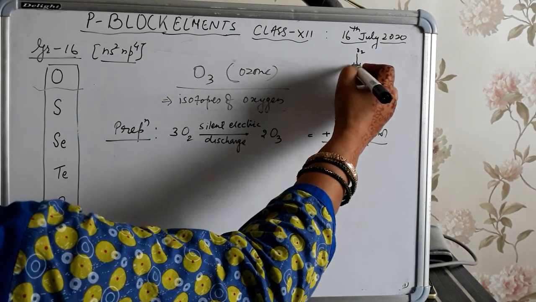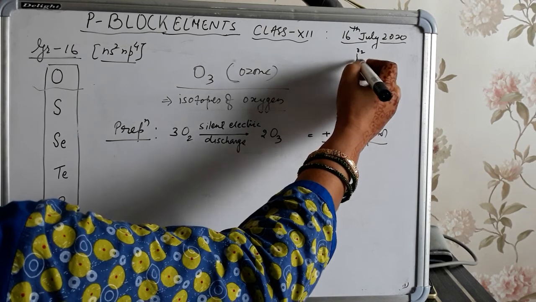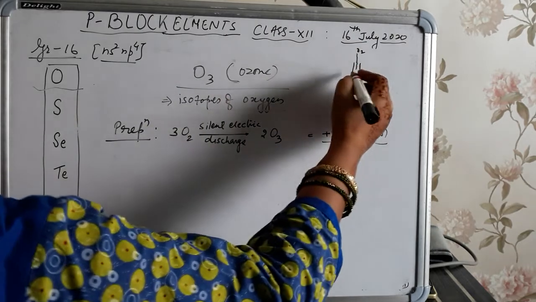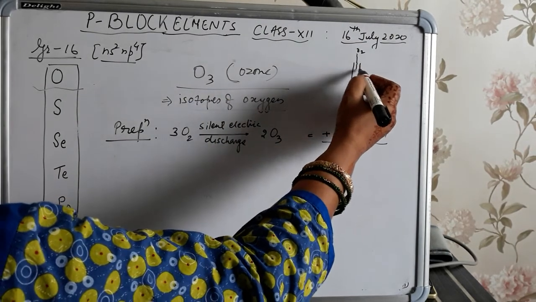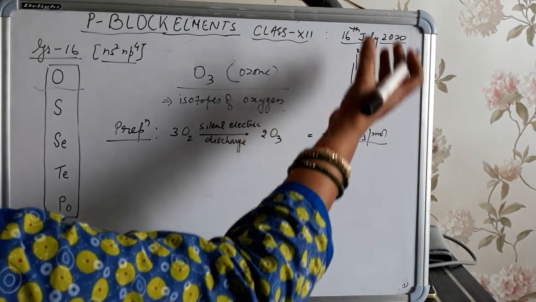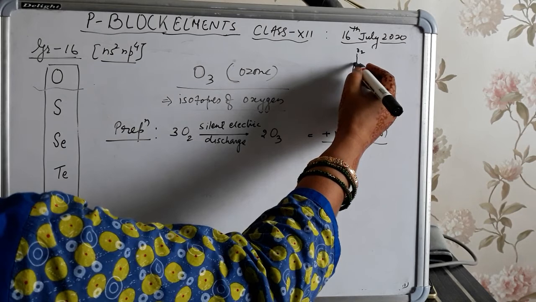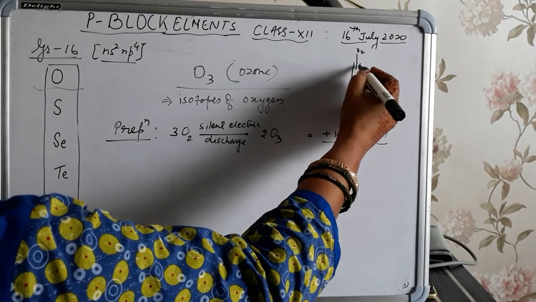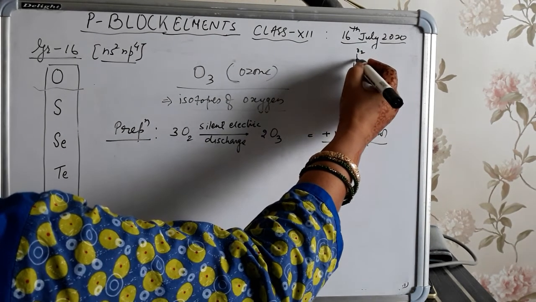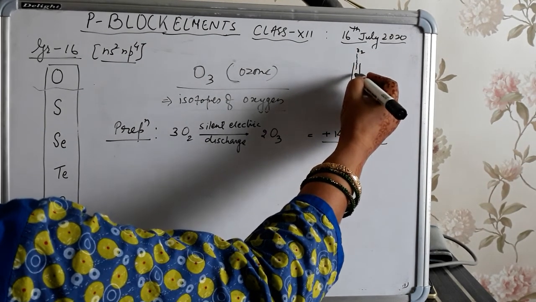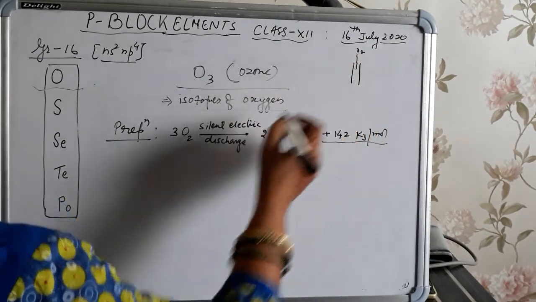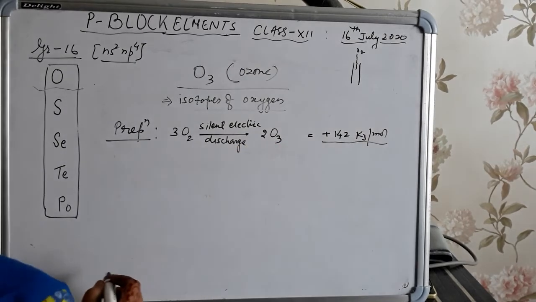So some charge is conducted through this oxygen and it is converted into ozone. So there will be no explosion. Suppose these electrodes touch each other, then an explosion or spark takes place. So these two electrodes are kept separately at a small distance, and oxygen is passed through this electric discharge. So silent electric discharge is given to this oxygen, and the formation of ozone takes place.